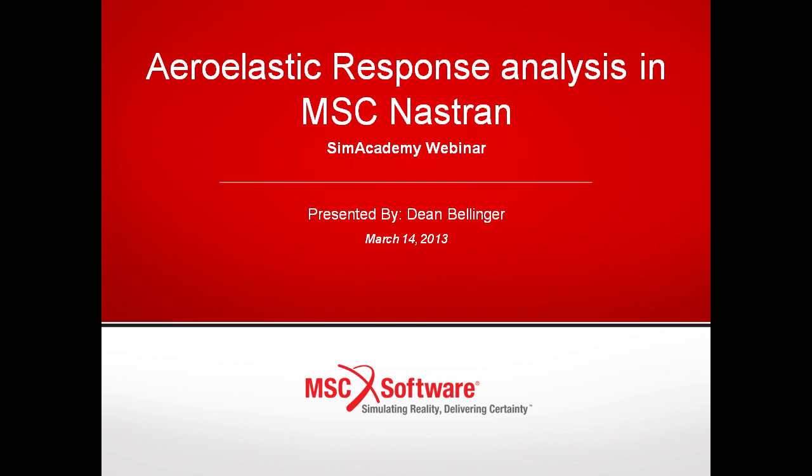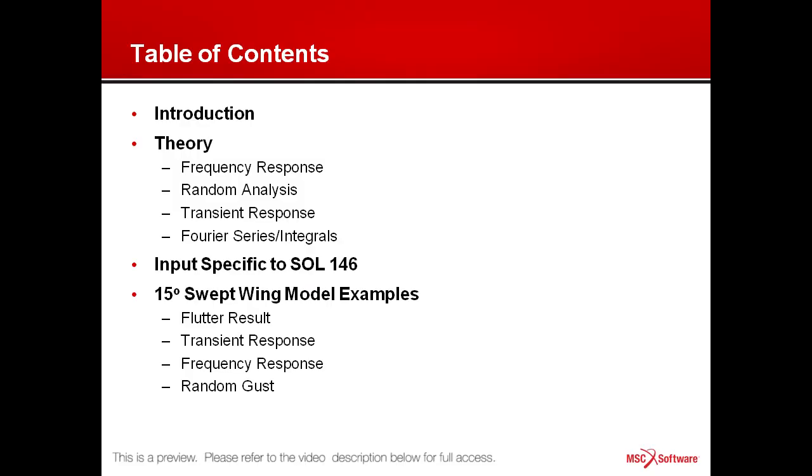So with that sort of brief overview of my thinking process, we'd like to go through what the table of contents has here and keep in mind where we're going. We're just going to get a brief introduction and then talk about the theory behind the Solution 146 processing, because it has all four of these functionalities. You can do frequency response analysis, random analysis, transient response analysis. And the transient response analysis is done through the Fourier series integrals that have been built into the program.